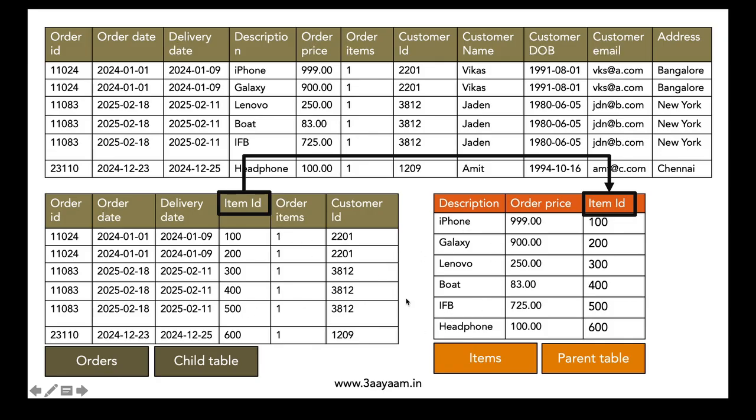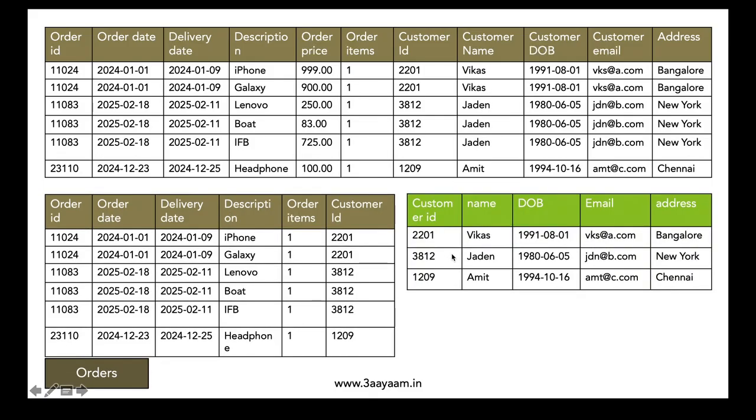Now we have one more table, which is the customers. So we'll have to remove customers also. We have done a similar thing here. We have put customer ID, name, date of birth, email address, and we have only 3 rows here, right? And similarly, just like in the previous example, this is the customer table.